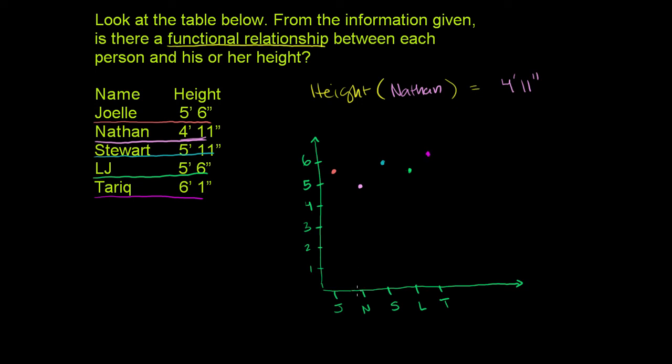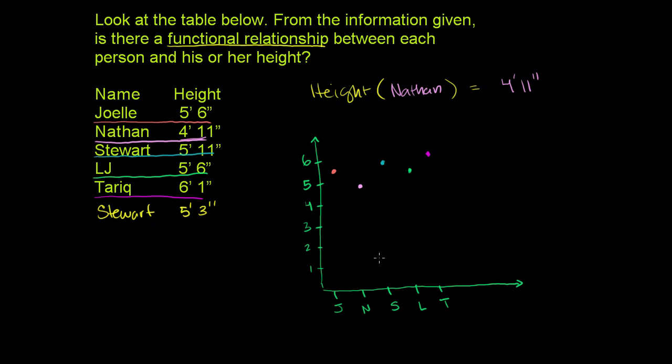So notice, for any one of the inputs into our function, we only have one value. So this is a functional relationship. Now, you might say, OK, well, isn't everything a functional relationship? No. Let's say the table was like this, and I also wrote that Stuart is 5'3". Then we would no longer have a functional relationship, because for the input of Stuart, we would have two different values.